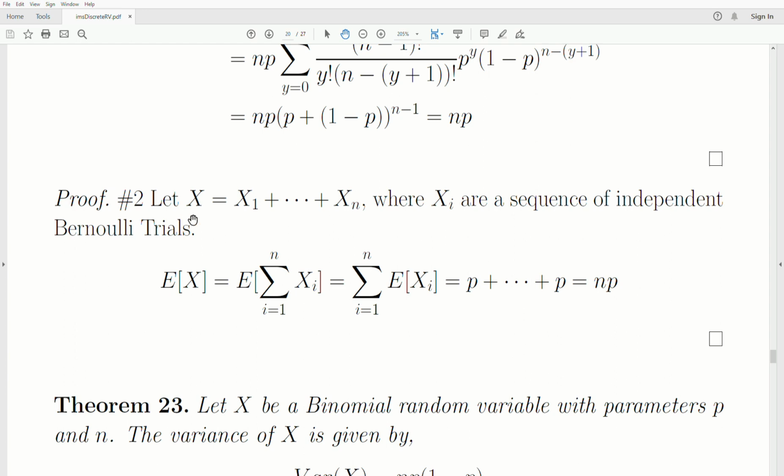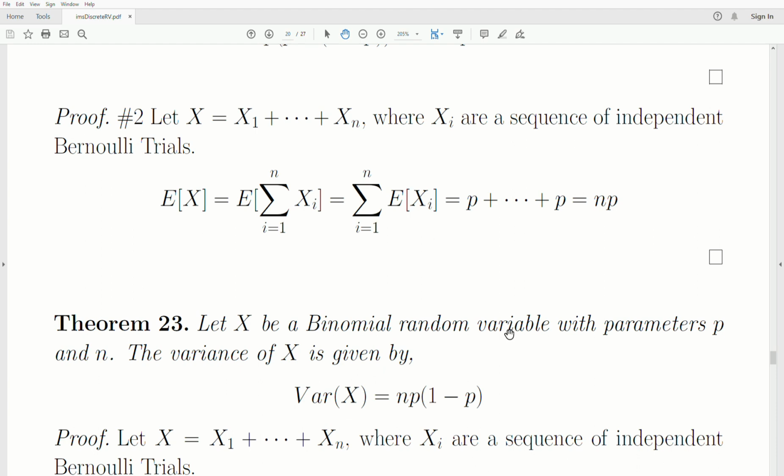Now a second proof. Let X equal X1 plus X2 up to Xn, where the Xi are a sequence of independent Bernoulli trials. This is the way we thought about it in our development. So the expected value of X is equal to the expected value of this sum, which is the sum of the expected values, but each of these on a Bernoulli trial is p, and then we get n of them, and that's n times p.